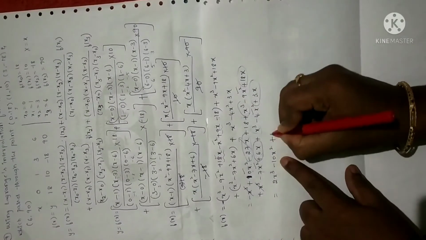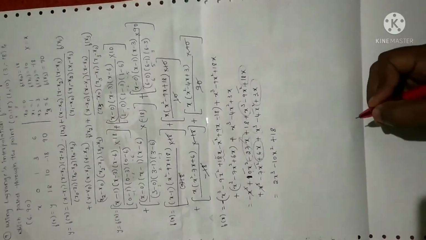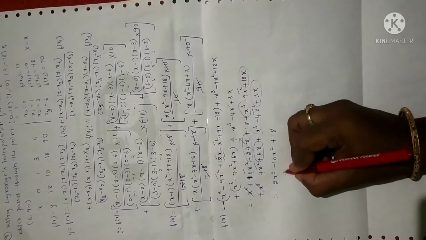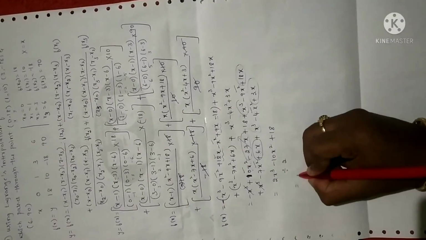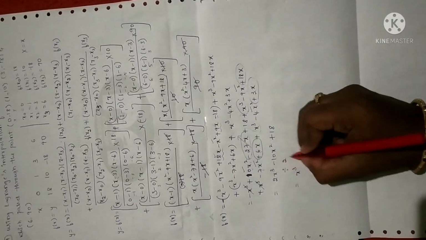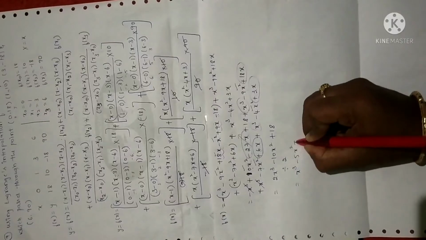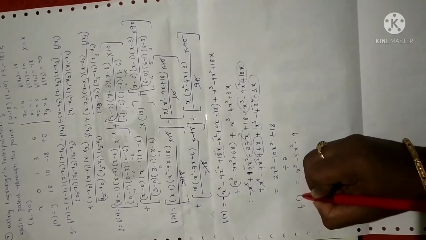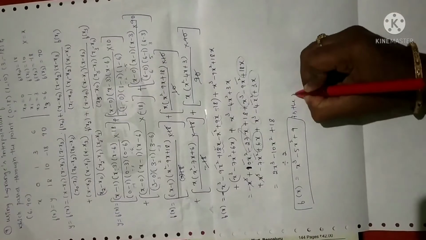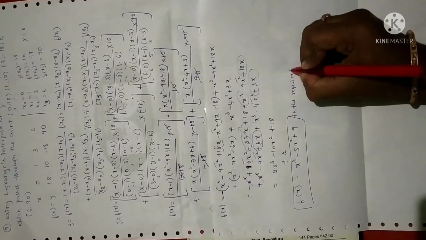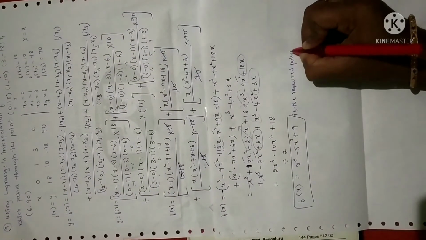Now what we have? Plus 18. Clear? Now let me divide it with 2. It is divisible by 2, right? So let me divide it with 2. When you divide it with 2, you will get 2 ones are, 2 fives are, 2 nines are. So this is the required polynomial.